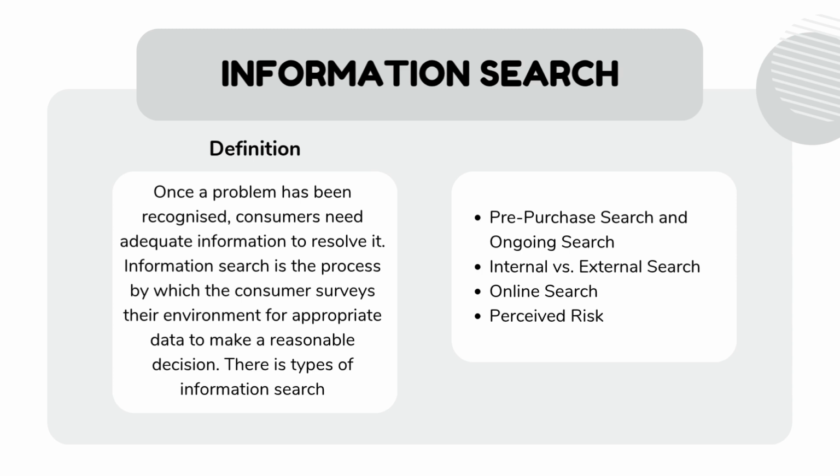There are types of information search: 1. Pre-purchase search and ongoing search. 2. Internal versus external search. 3. Online search. 4. Perceived risk.